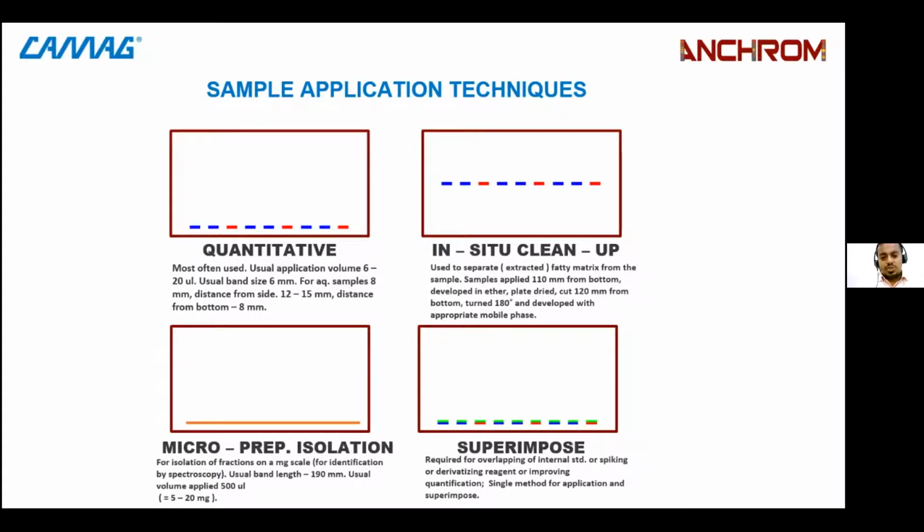The last one is the superimpose technique. By using this applicator, you can overspot the standard and sample on the same band. That is used for verifying the result, cross checking whether it is present or not. So it may be used as an internal standard also. So these are the types of application which you can perform by using the applicators.